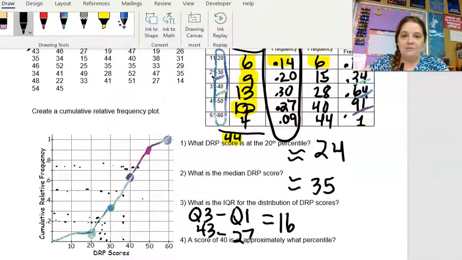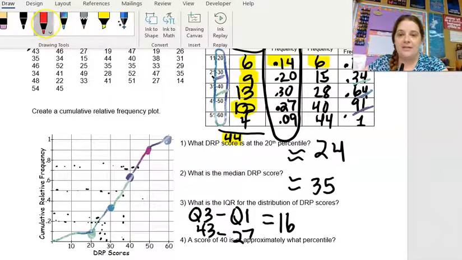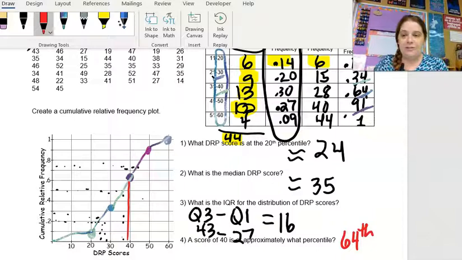It says a score of 40 is approximately what percentile? In this case, I don't have to guess. I can look up. A score of 40 is actually one of my dots. That says 0.64 up here on my table. So that is the 64th percentile. So our percentile is the percentage at or below a certain value. So that's the 64th percentile.